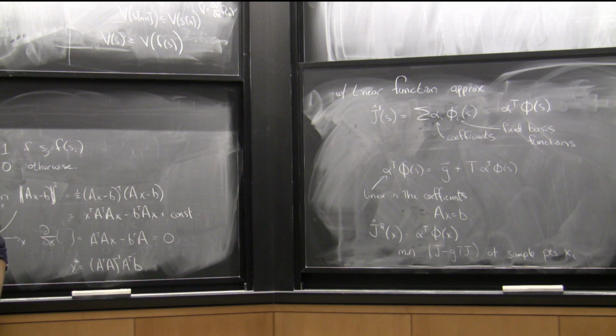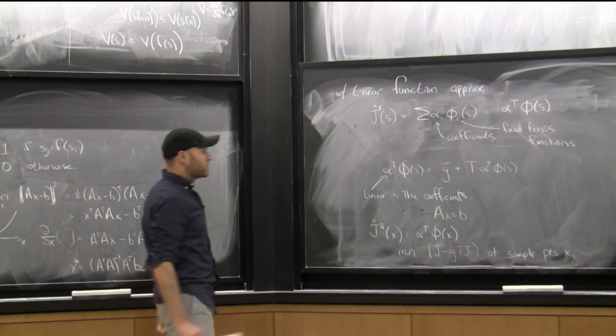But for the discrete case, we solve it exactly. So in the discrete case where J is a vector for every state, it's solved exactly. It's only a problem in the case where you've used function approximators.